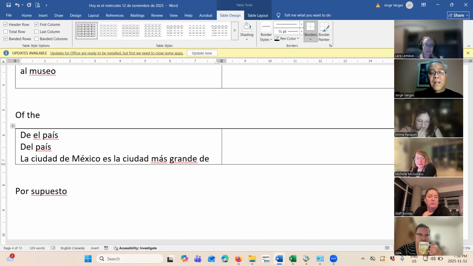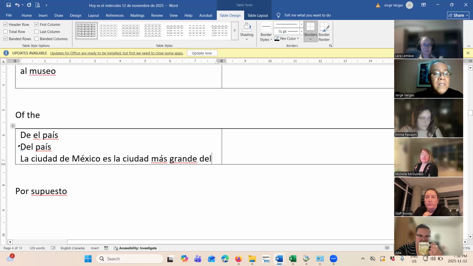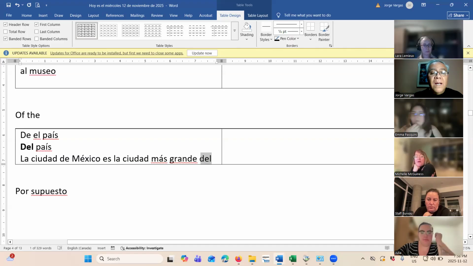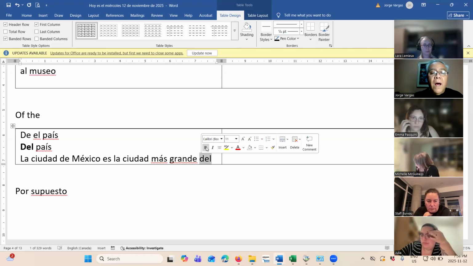Del. And here is where we use the second contracted form in Spanish. There's only two. This del is the second one. País. So that would be del país.